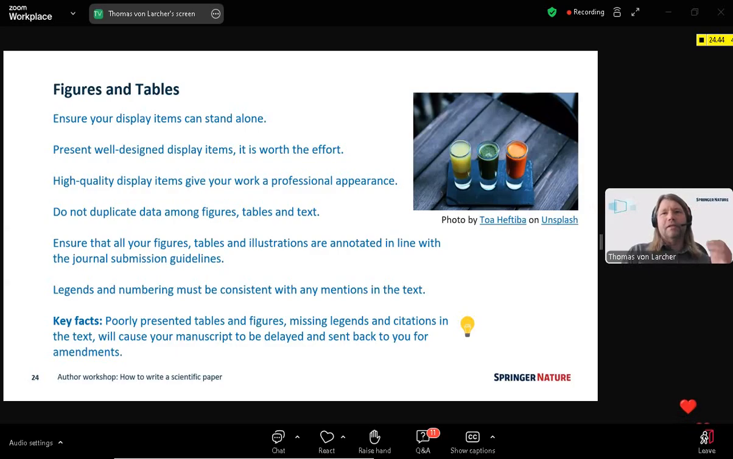So my advice, ensure your display items can stand alone, right? Present well-designed display items. It is worth the effort, right? Researchers would like to look at your display item, your figure or a table without reading the text, right? And well-designed display items can also help to attract readers and hold their interest to your work. And readers may be more likely to trust your result and your interpretation of your results.